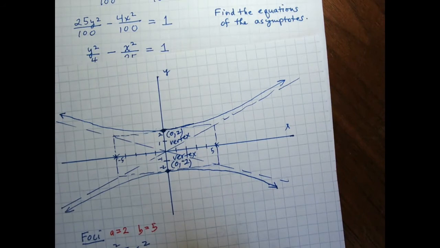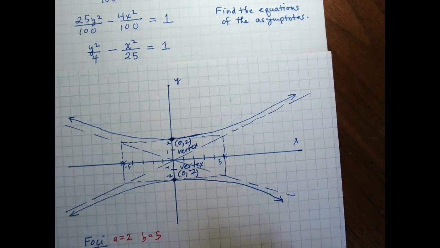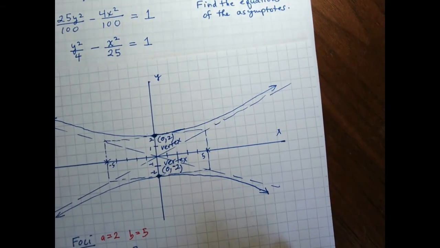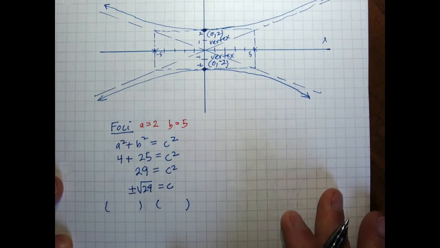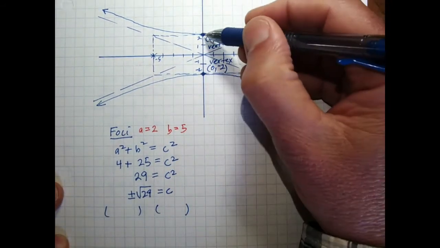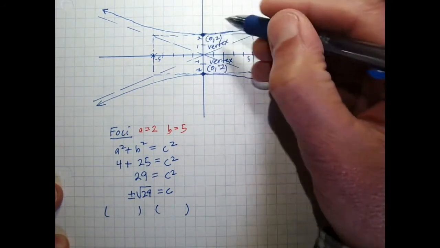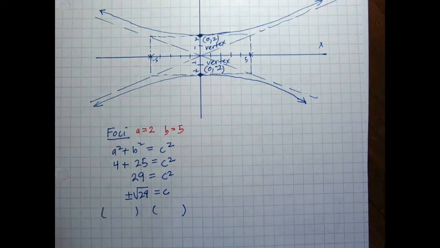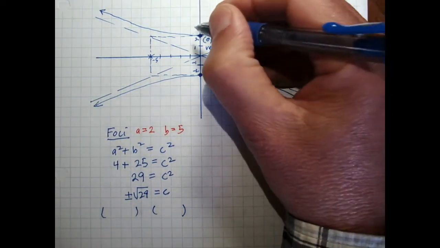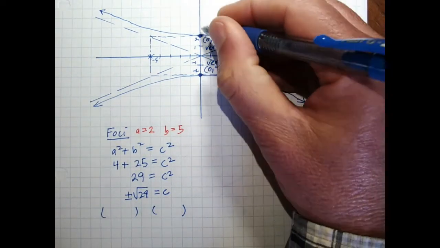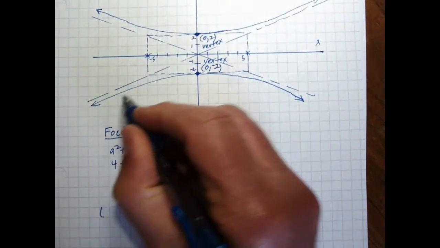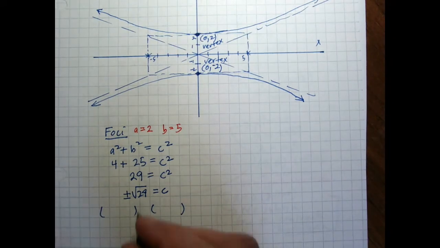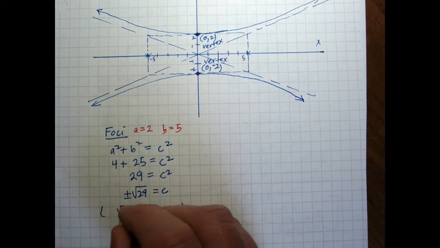Those are part of the coordinates of the foci. Now, where are the foci going to be? Are they on the x-axis or the y-axis? Well, because the intercepts of my hyperbola are on the y-axis, the foci are also going to be on the y-axis, right? The curve is wrapping around the foci above and below. So these are y-coordinates.